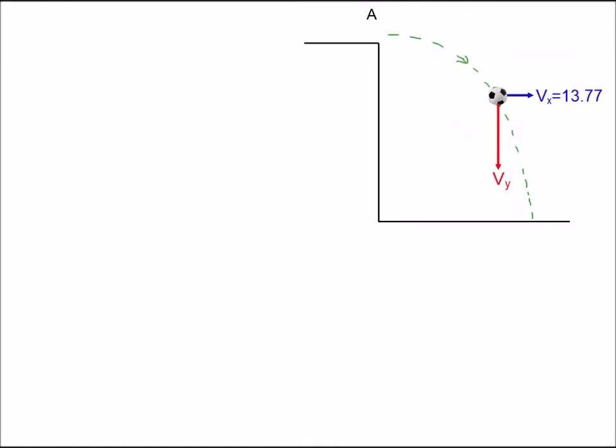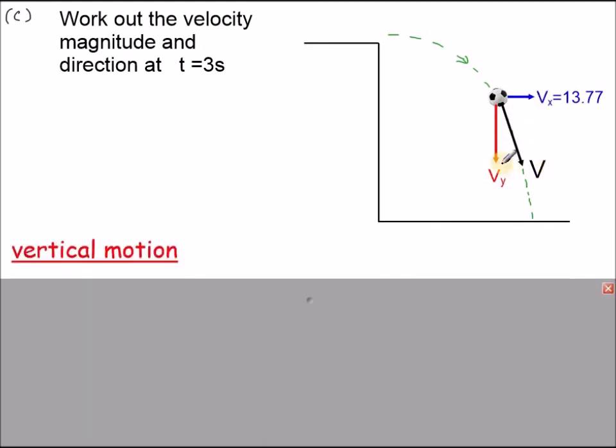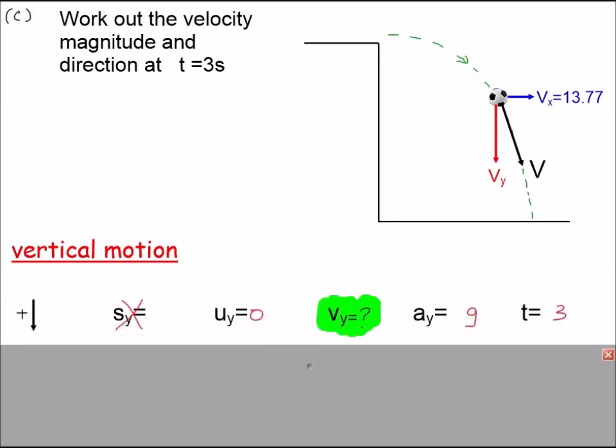and at some point where t equals 3 seconds, we're trying to work out the magnitude of this velocity. So we need the horizontal and vertical components to work out this. So to calculate this vertical velocity component, we look at vertical motion, suvat, downwards direction is positive because vertically the ball is falling downwards, so we're not interested in the vertical displacement. The initial velocity vertically was 0 meters per second.